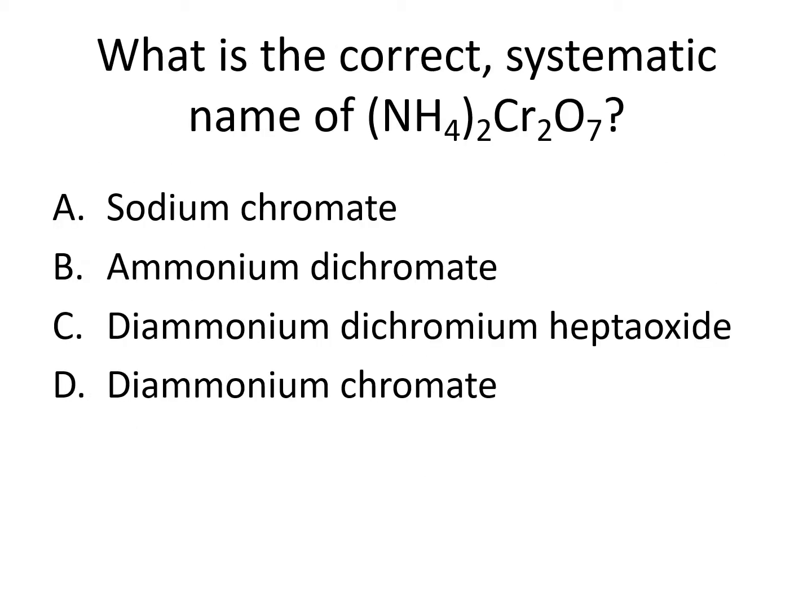What is the correct systematic name of (NH4)2Cr2O7? Keep in mind that the polyatomic ion containing ionic compounds are going to be named basically the same way as the simple binary ionic compounds, but with not changing the ending of the polyatomic ion. Is the answer A, sodium chromate, B, ammonium dichromate, C, diammonium dichromium heptoxide, or D, diammonium chromate?